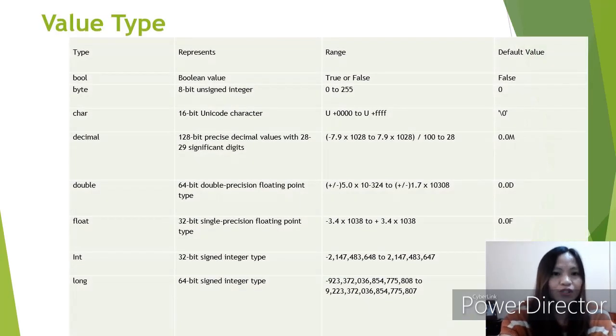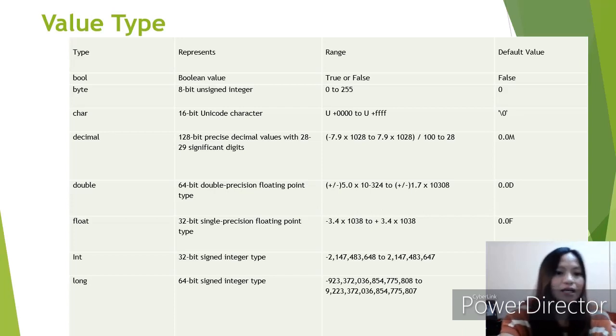The table shows the different value types: bool, byte, char, decimal, double, float, int, long, and sbyte. The second column states what it represents, then the third column, the range, meaning the smallest value up to the largest value, and then the default value on the fourth column. I already explained to you that float and double have the same characteristics. They only differ in the range, meaning the smallest number it can accept up to the largest number it can accept.